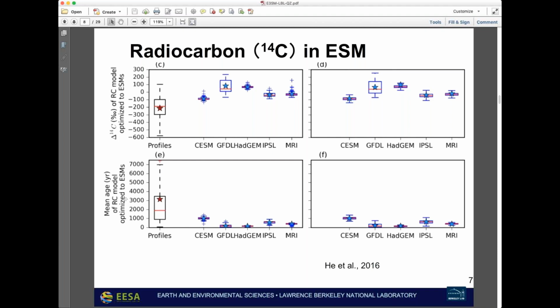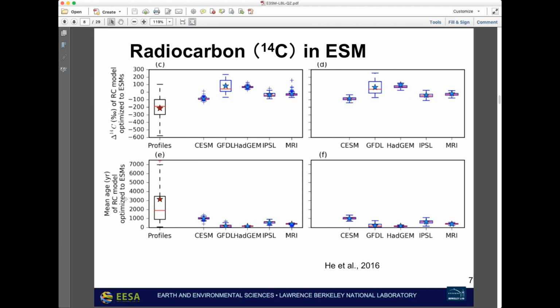So that means the residence time of those models is too short. They're turning over too fast, and the soils in those models are too young, and it is quite consistent across different models.